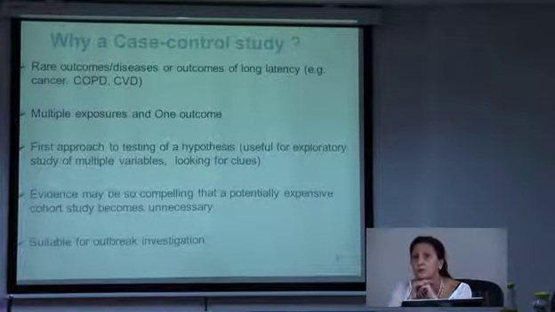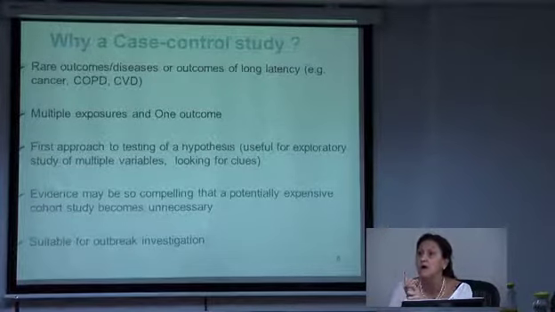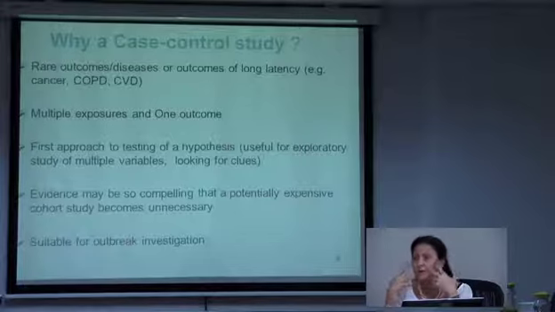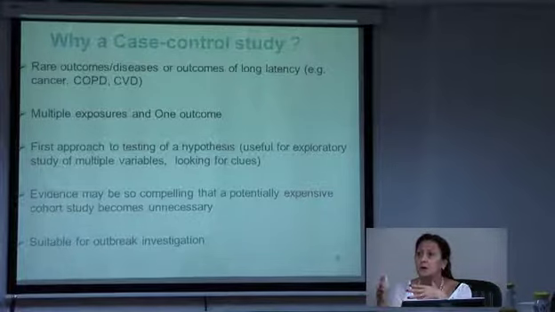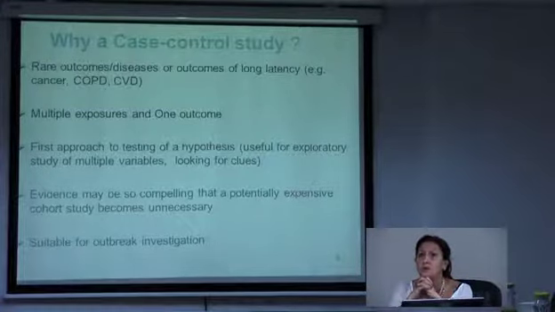We use a case control study when we have one outcome of interest, so we're interested in one disease. However, we'd like to assess multiple exposures, so more than one risk factor. Sometimes when you start, you don't have any idea about a particular type of exposure, but you'd like to explore what kind of factors are related to a particular outcome. So you're exploring. Again, this is a good way to start with the case control study.